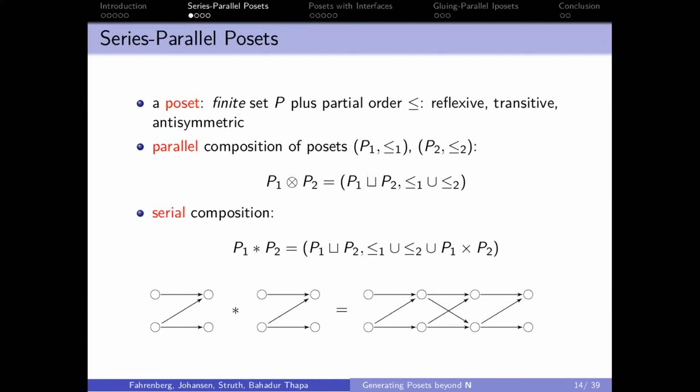Here's an example, the serial composition of two Ns. So you see on the right-hand side, you see the two Ns, and in the middle, there are arrows from all the maximal events of the first Poset to all the minimal events of the second N.